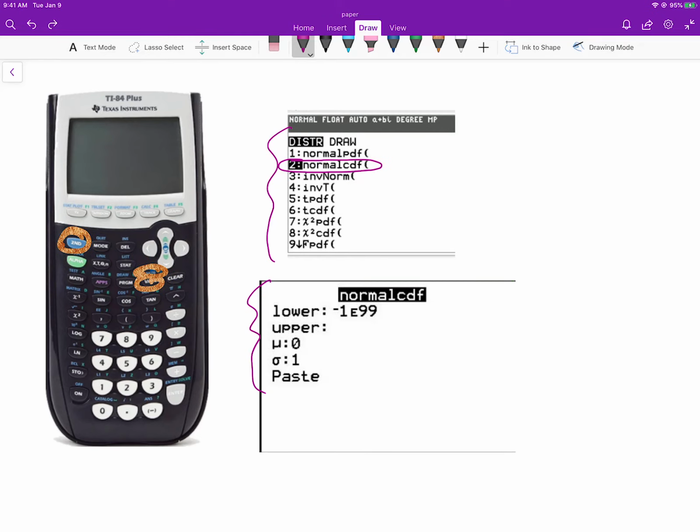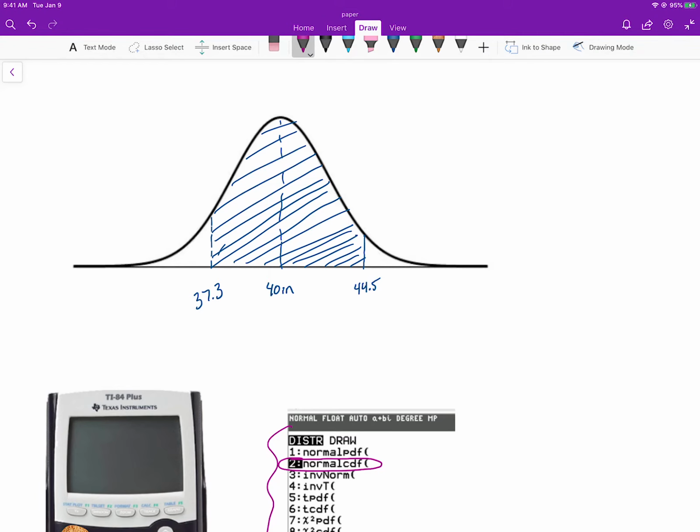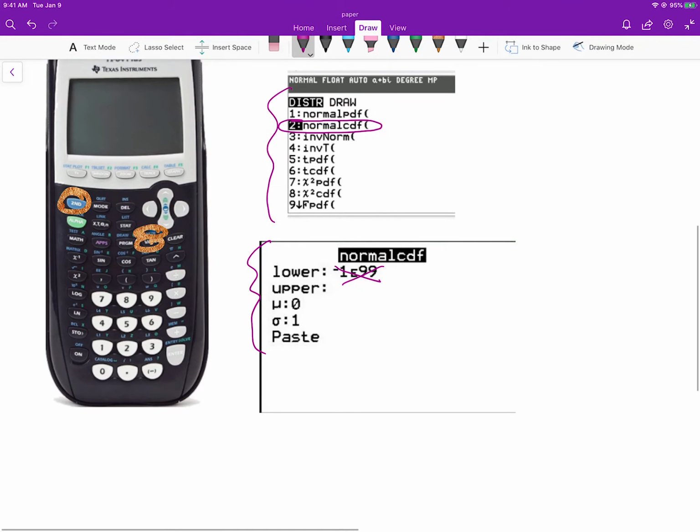Now we have to input our numbers from our problem. If you have something that looks like this, you want to delete that out because that doesn't apply. That was if we would be shading below and finding the less than amount. In our problem, remember, we're finding the region in between. So our lower number is 37.3, and that's going to go here. Our upper was 44.5. Our mean, again, remember to delete out what's there, is 40. And the standard deviation was 1.8. So delete out if you have something there, 1.8.